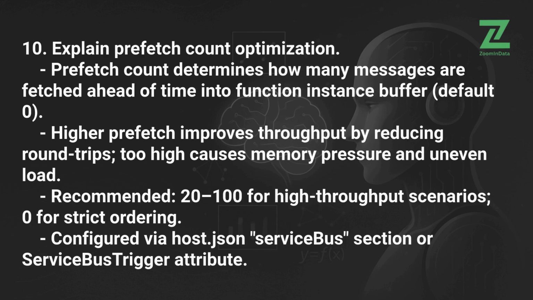10. Explain prefetch count optimization. Prefetch count determines how many messages are fetched ahead of time into the function instance buffer, default 0. Higher prefetch improves throughput by reducing round trips. Too high causes memory pressure and uneven load. Recommended: 20 to 100 for high throughput scenarios, 0 for strict ordering. Configured via host.json, the serviceBus section, or the Service Bus trigger attribute.